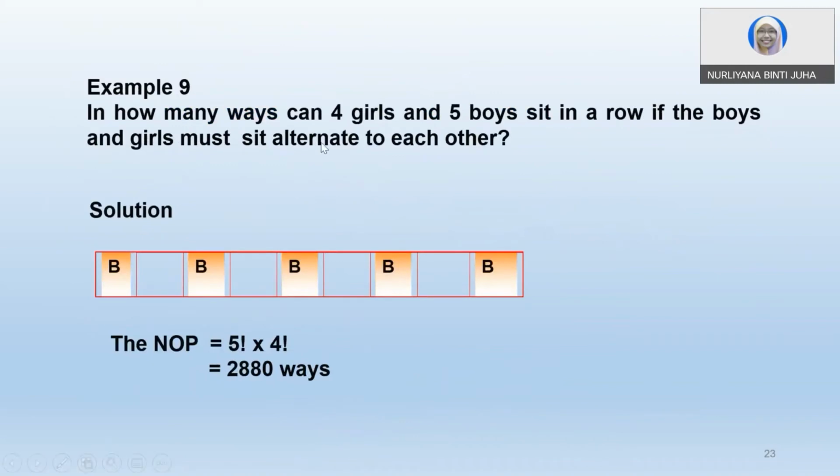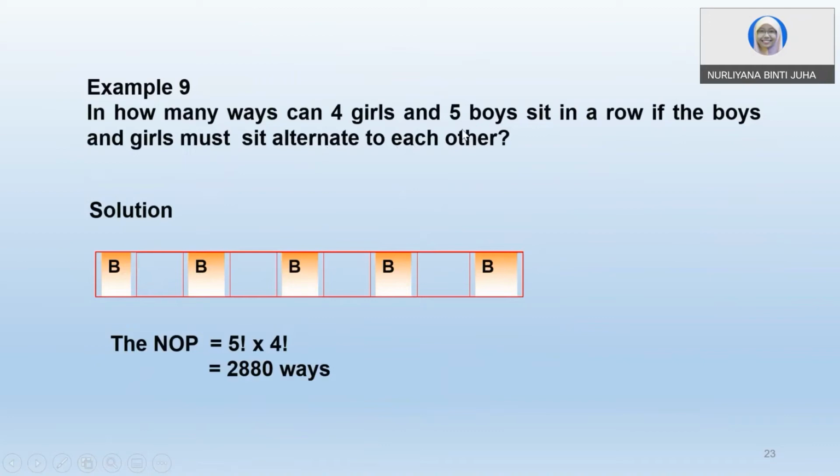Example 9. In how many ways can 4 girls and 5 boys sit in a row if the boys and girl must sit alternate to each other? Maksud dia, kita ada 9 orang, 4 girls, 5 boys. And then you kena cari how many ways so that the girl and boys must sit alternate to each other. Alternate meaning berselang-seli. Kalau boys, lepas tu selang lagi girls. Boys, girl, boys, girl, boys, girl. Macam tu lah. Okay, so kita buatlah 5 petak.